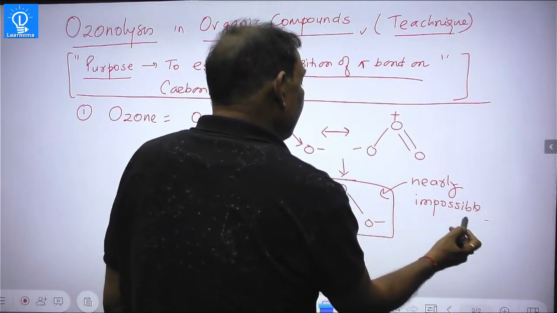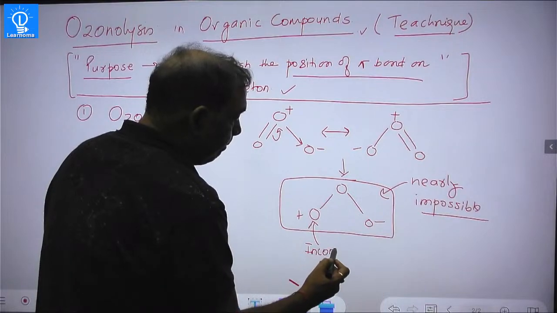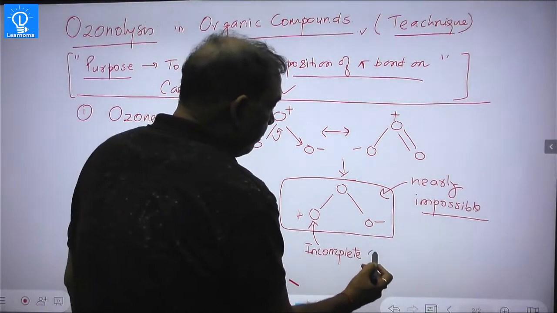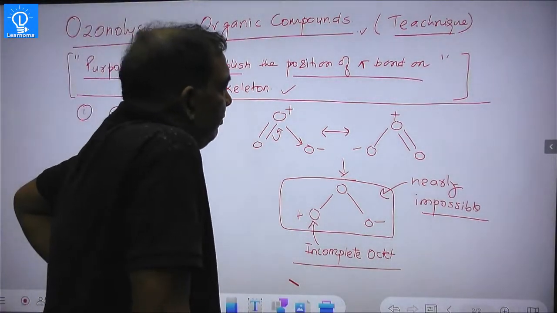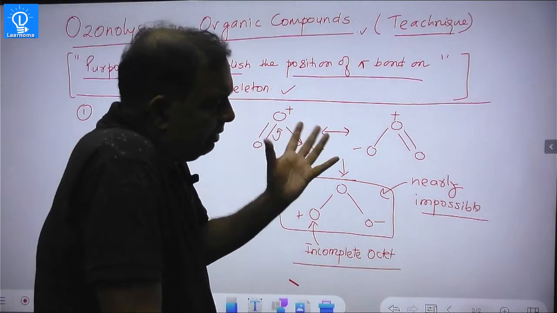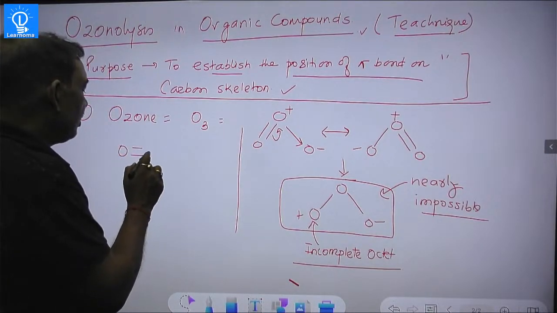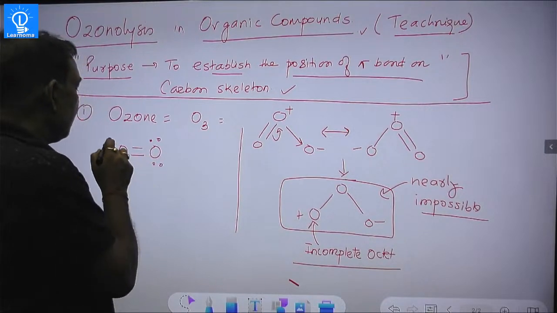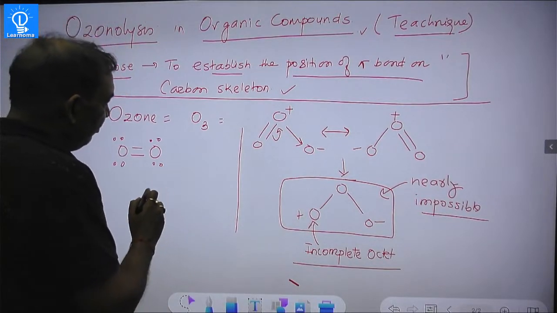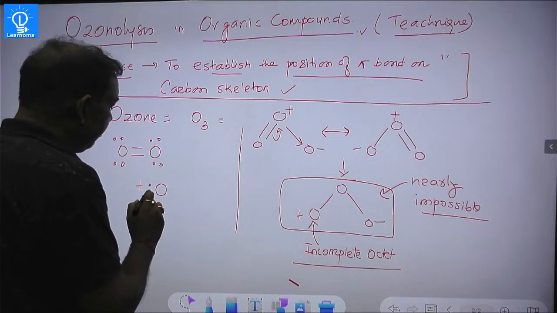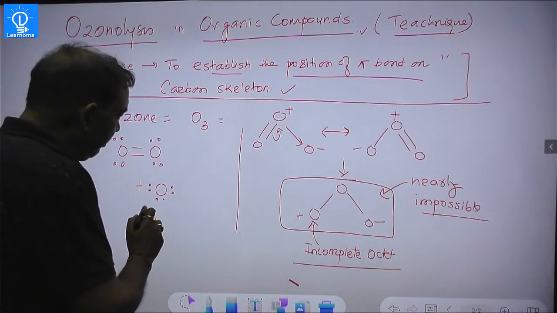Reason, oxygen can't have an incomplete octet. See the concept. O3. What is the basis of O3? We have O2. There are two oxygen atoms, each having a complete octet. Anyhow, if some third oxygen comes here with an incomplete octet and demanding some electron, just give me, incomplete octet.